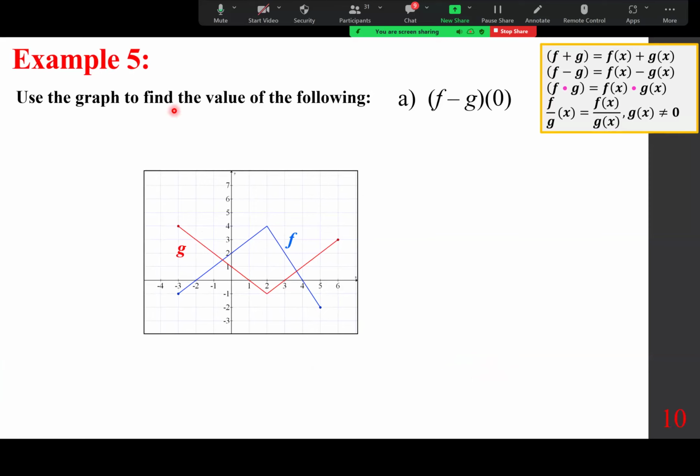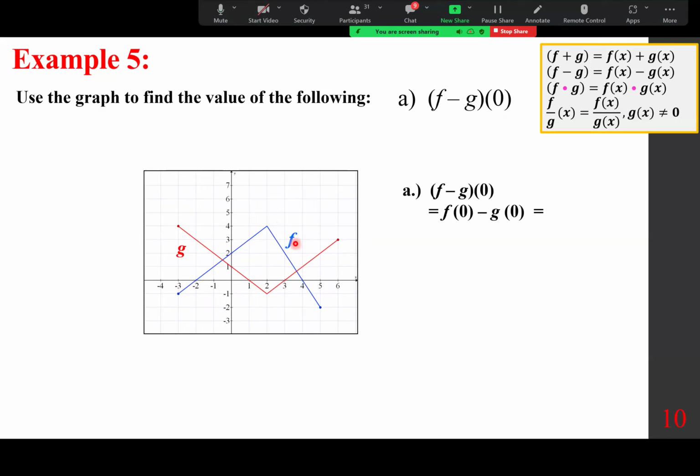Use the graph to find the value of f minus g of 0. Okay, we want to do that. Remember, f is the blue one, g is the red one. So f minus g of 0, by definition, means f of 0 minus g of 0.